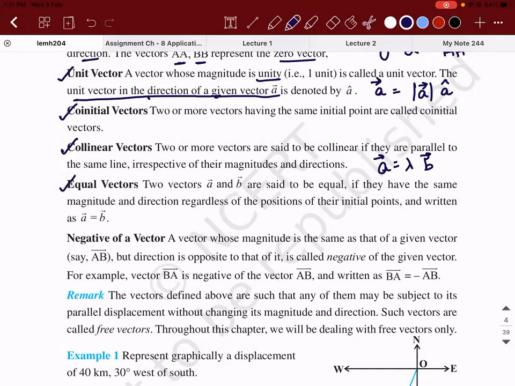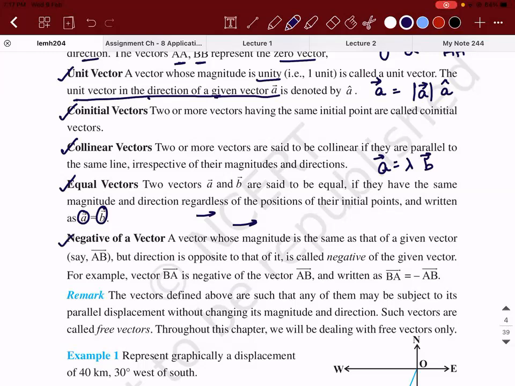Next, equal vectors. Two vectors A bar and B bar are said to be equal if they have the same magnitude and direction regardless of the position of their initial points. Means one vector can be like this, another vector can be like this. So their initial points need not be starting from the same location or along the same vertical. But these two vectors are still said to be equal if they both have the same magnitude and same direction.